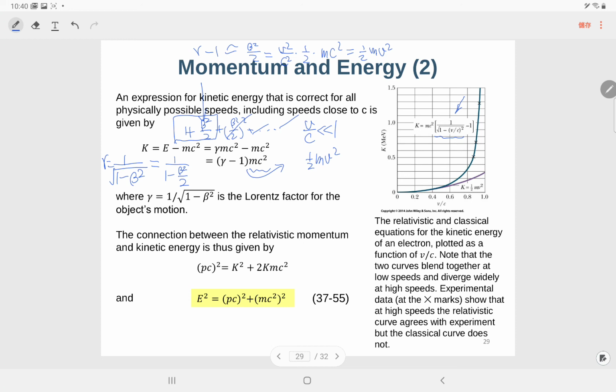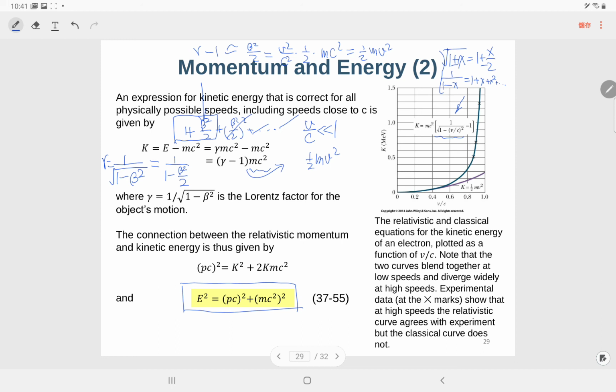But as long as you remember this one, the expansion of 1 plus x to the power of a half, or minus a half, and also this one, which is actually the sum of a geometric series. So you only need to know these two, and then you can derive many equations. So the next one is this one. We can actually derive this one.